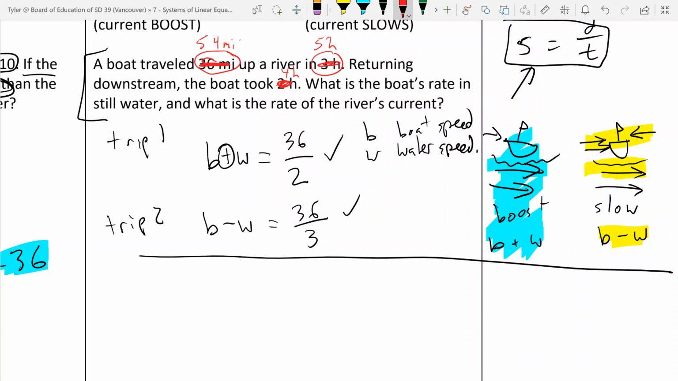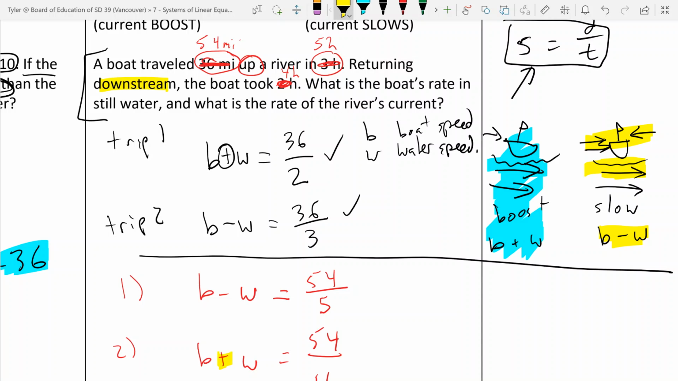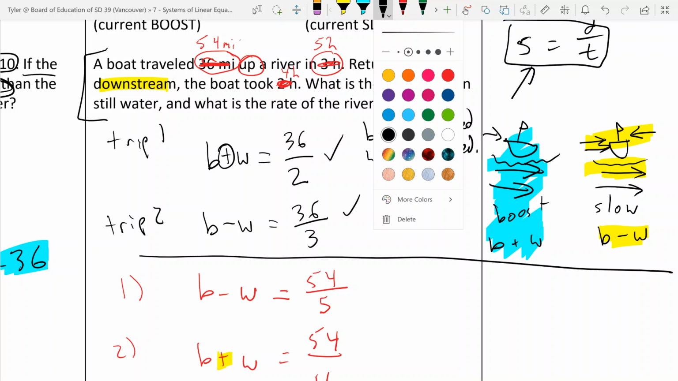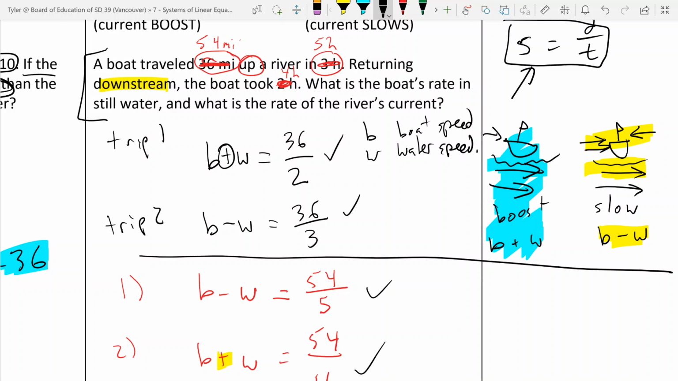Cool. So we're going to write our two equations. We're going to have trip 1 and trip 2. Trip 1 was upstream. When we're upstream, we've got the resistance, so boat minus the water speed. It was 54 miles over 5 hours. The second trip, again, we're going to do our distance over time. I know it was 4 hours and the trip was the same distance. Some questions will give you different numbers, but that's the idea. And then we have the boat plus the water speed because it was downstream, so it got the boost. And now again, we have our two equations set up so we can solve the rest of it. And that's it. That's how you set these questions up.